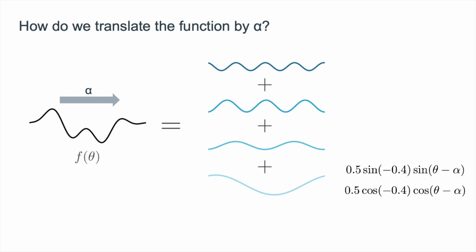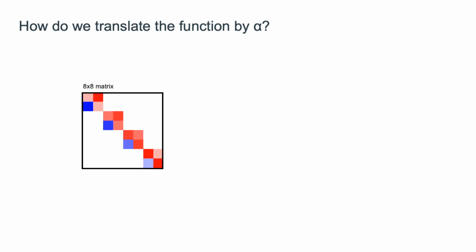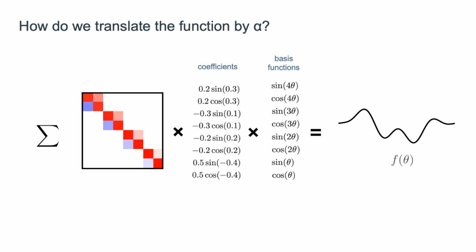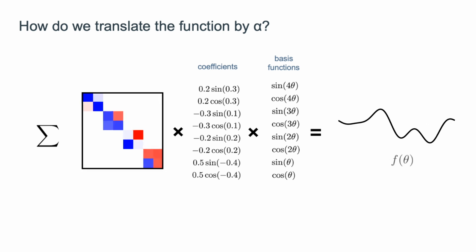But again, we don't have it in a nice form of basis functions. But we can apply the exact same trick that we just did, where cosine of theta minus alpha is going to be equal to sine of negative alpha times sine of theta plus cosine of negative alpha times cosine of theta. We can do the same thing for all the other basis functions, and if we put this into a matrix form, we can get an 8 by 8 matrix, which is block diagonal with 2 by 2 blocks. And we can multiply that matrix times the coefficients, and then use that to scale the basis functions and sum that all together to then create a shifted version of our function f.